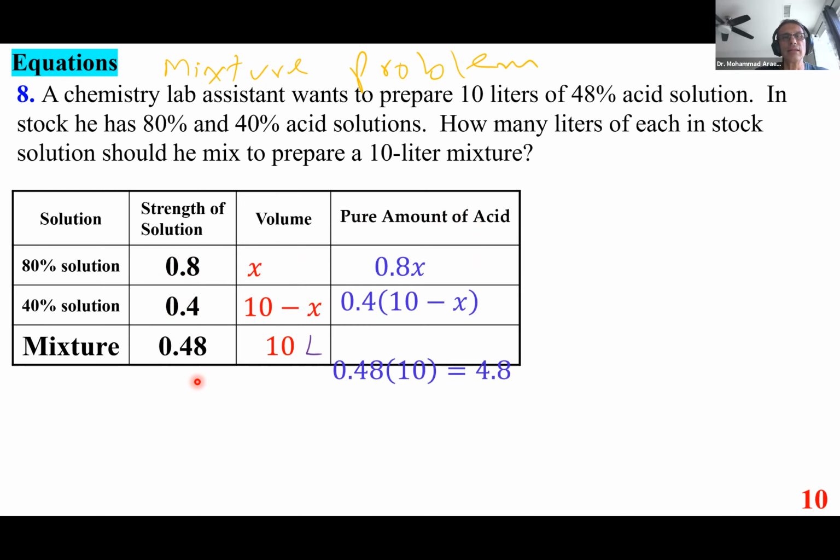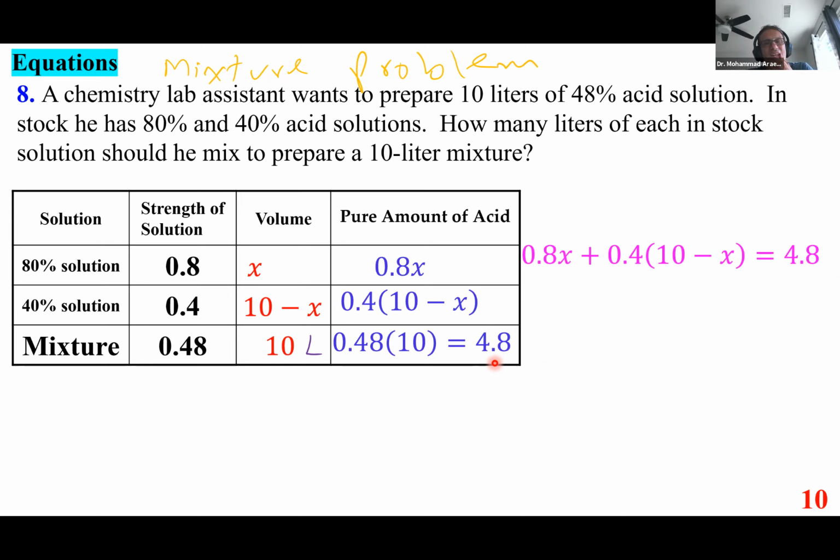And this is a mixture problem. The total amount of acid, which is the sum of these two, is fixed. It's equal to the last one. So the first one plus the second one gives us the third one. And that's the equation. Again, the question versus the table is the translation of what we just did, which results in this simple equation. So question, table is the translation, equation, we are almost there.